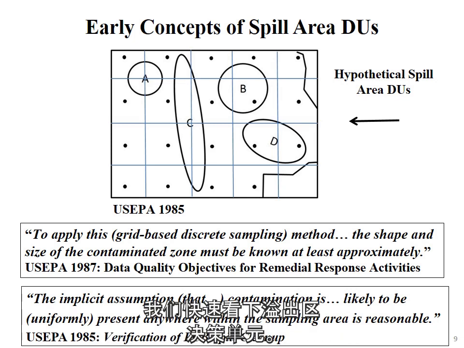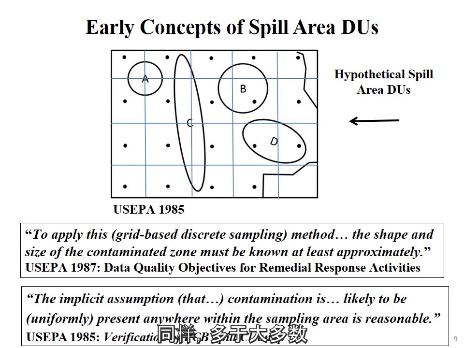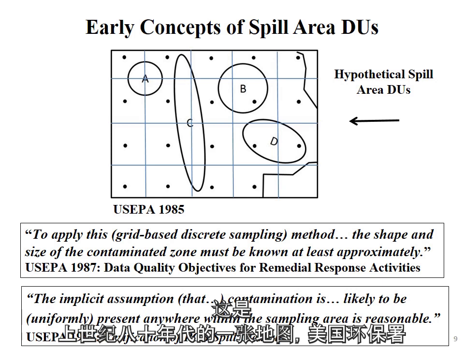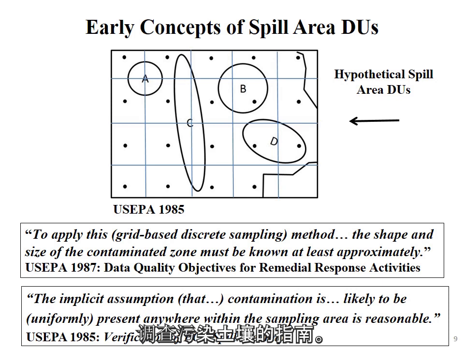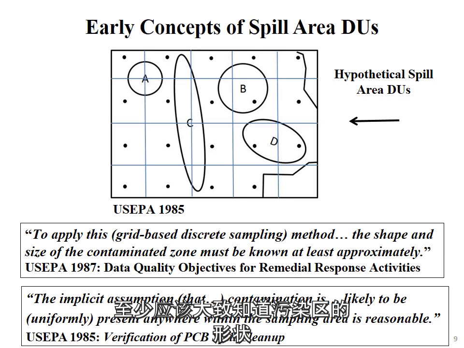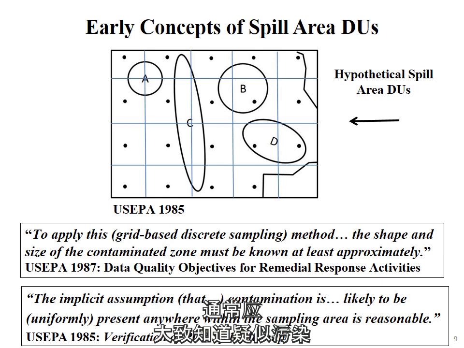Let's look at spill area decision units real quick. Again, this is nothing new to most people who have been doing field work. Here's a map from the 1980s, U.S. EPA guidance for investigation of contaminated soil. A quote from the Data Quality Objectives for Remedial Response Activities guidance written in 1987: So to apply this grid-based discrete sampling method, the shape and the size of a contaminated zone must be known at least approximately. And typically the location of suspect contaminated zones are also known at least approximately.